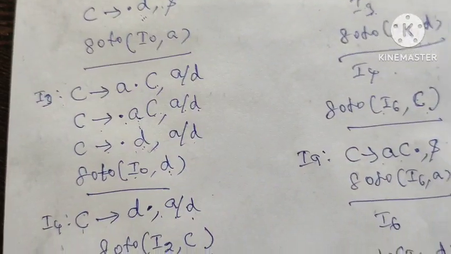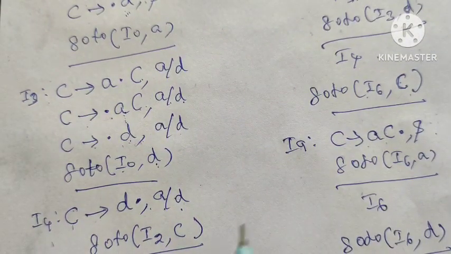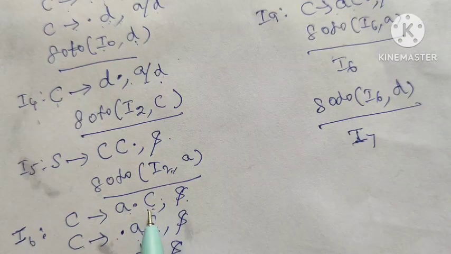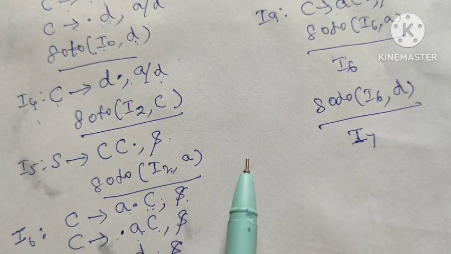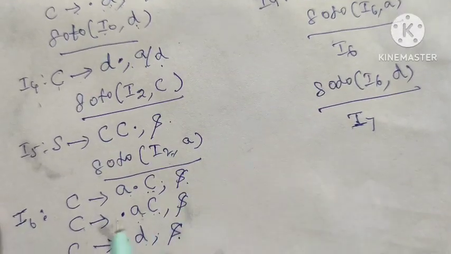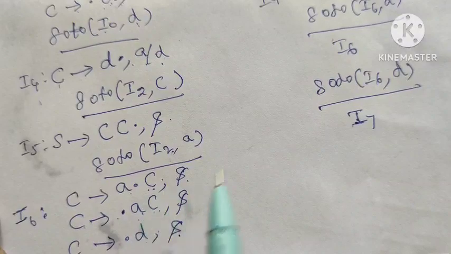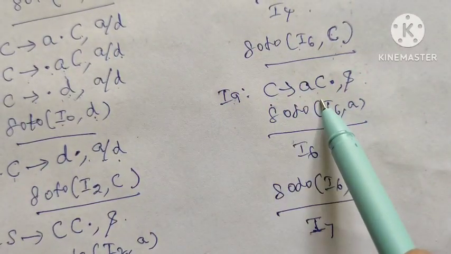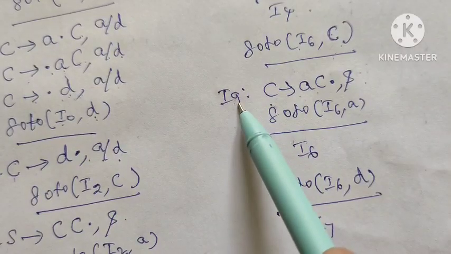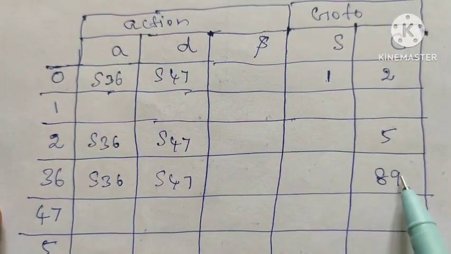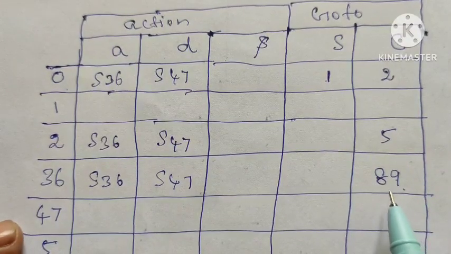Now come to I4. In I4 the dot is not before a non-terminal. I5 also the dot is not before a non-terminal. I6 already we have done it, the dot is before C. Go to of 6 comma C produces I9. I9 has merged with 8 here, so we have to write it as 8 9. I6 comma C is already written. I6 and I3 are merged here, so no need to process it.